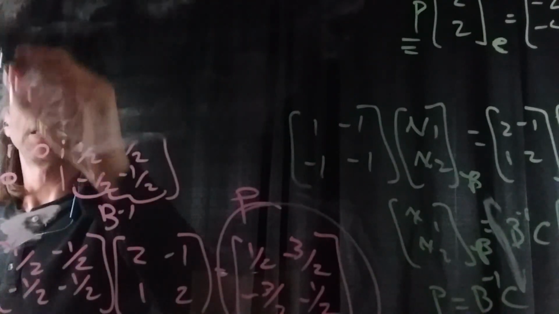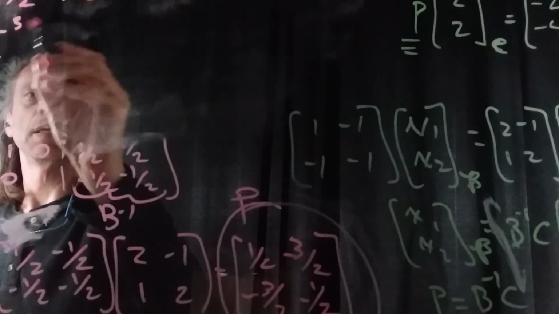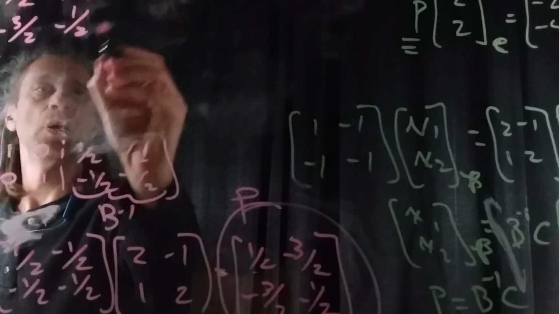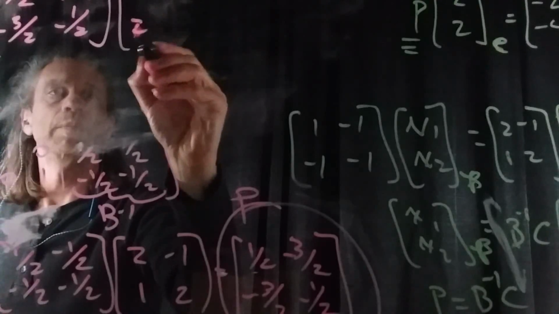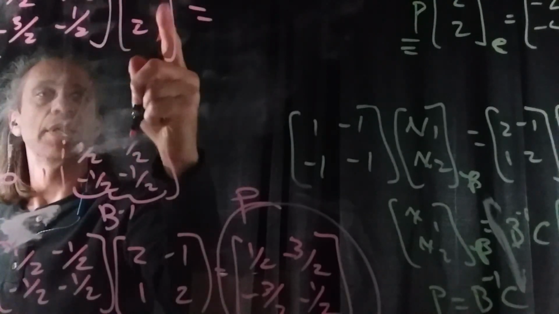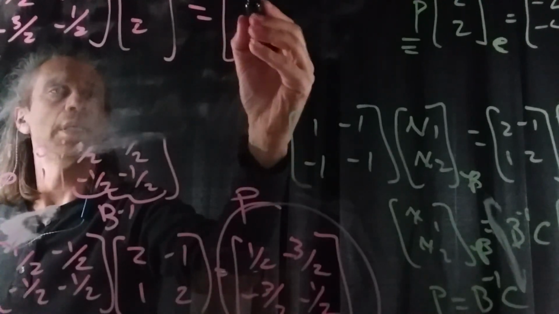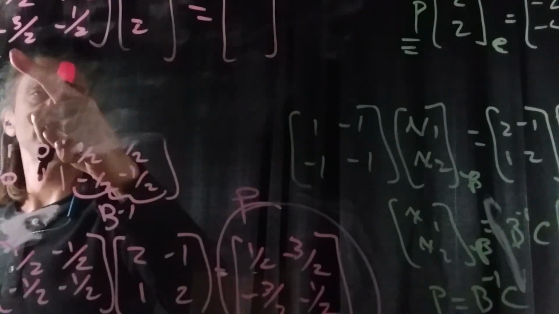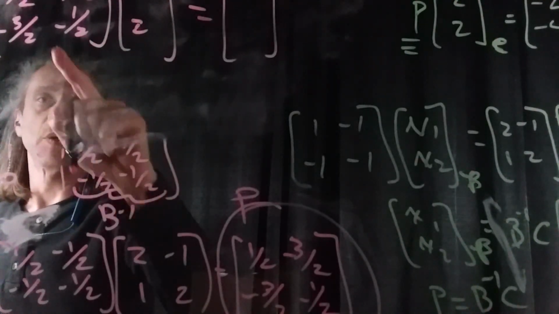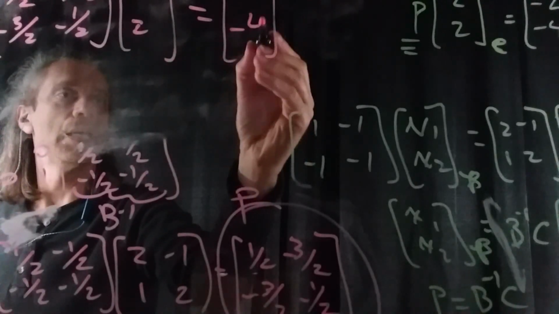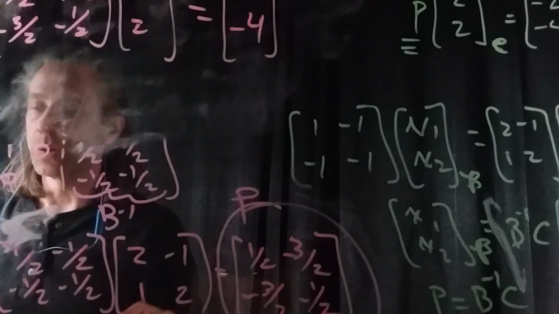Let's see. So we have 1/2, negative 3/2, negative 3/2, negative 1/2 times 2, 2. Half times 2 is 1. Negative 3/2 times 2 is negative 3. 1 minus 3. That's good. Negative 3/2 times 2 is negative 3. Negative 1/2 times 2 is negative 1. Negative 3 minus 1, hey! Negative 4, just as we expected. So that seems to work nicely.